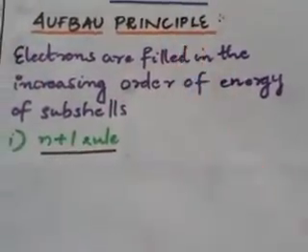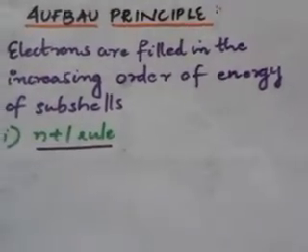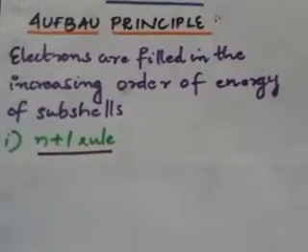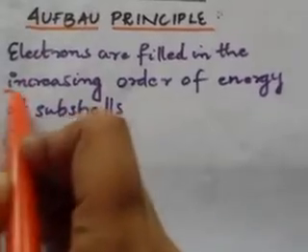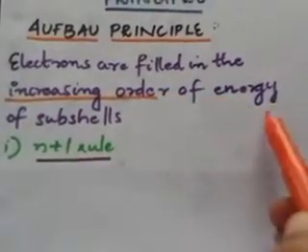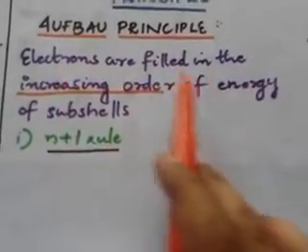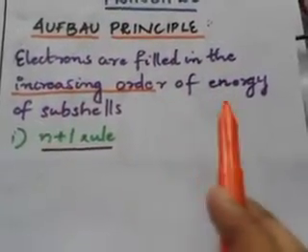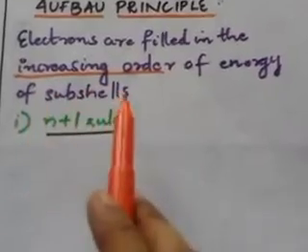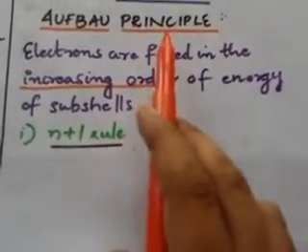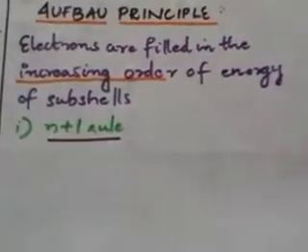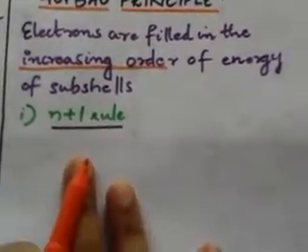Aufbau principle. In the Aufbau principle, electrons are filled in the increasing order of energy of subshells. So for the Aufbau principle there are two rules. The first one is the n plus l rule.